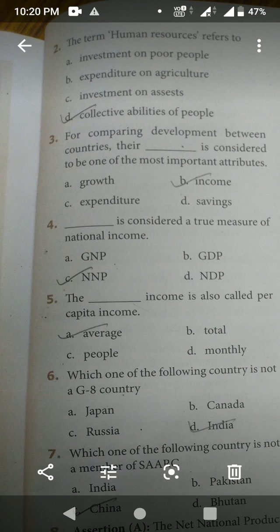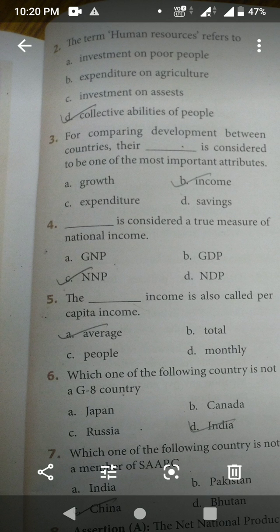Next, fourth one, dash is considered a true measure of national income. Which is considered to be the true measure of national income? That is option C, NNP, that is net national product.